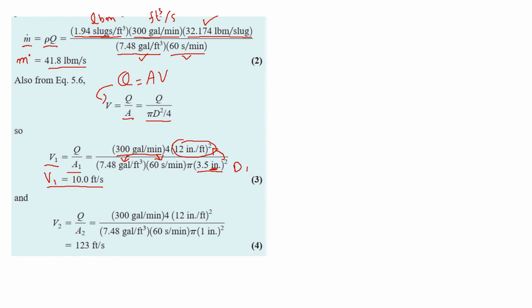For velocity v2, the same procedure is done by putting in the area at section 2 and here d2, that is our 1 inch. So that inch is converted into feet and gallons per minute is converted into cubic feet per second. So we get our velocity at point 2 equal to 123 feet per second. So now we have found our unknowns: our mass flow rate, our velocity at section 1 and our velocity at section 2.